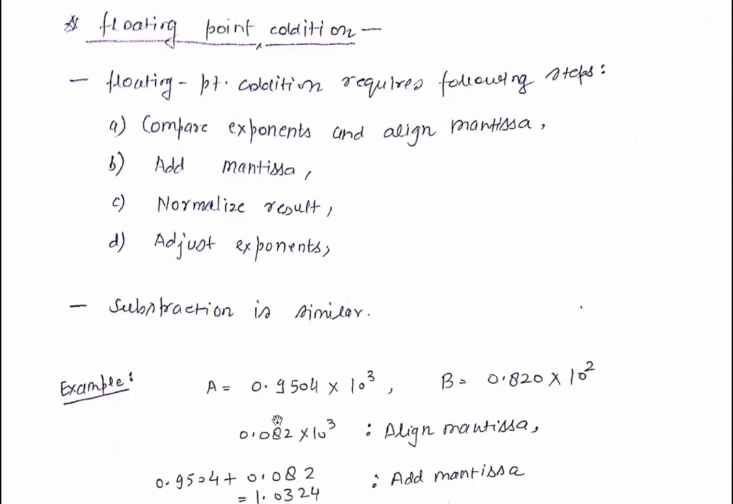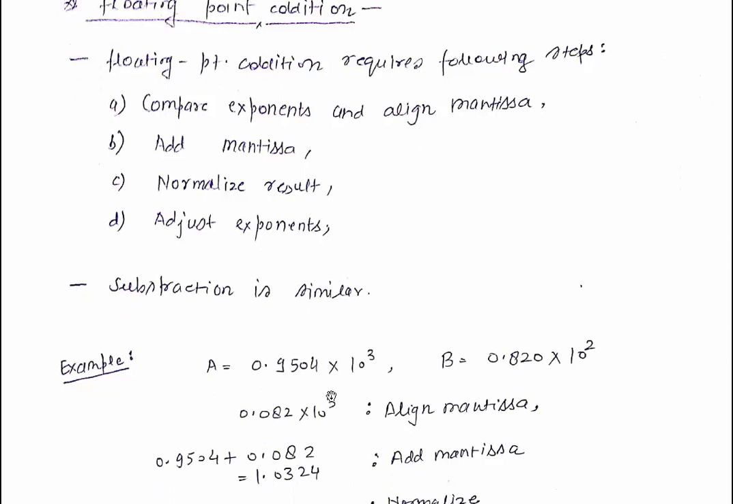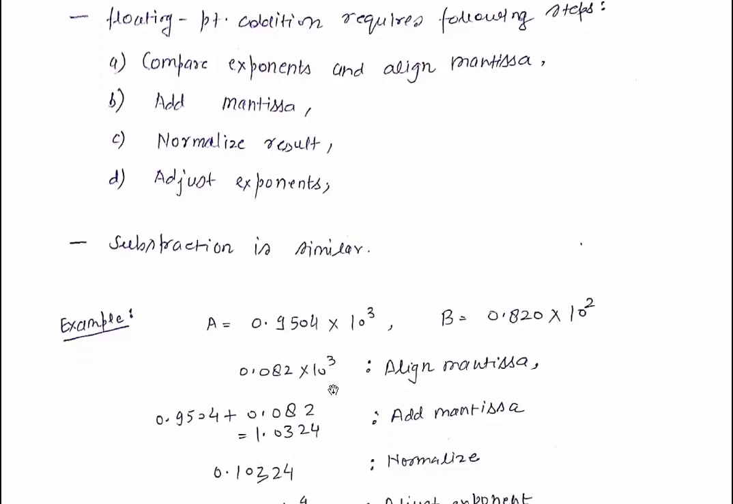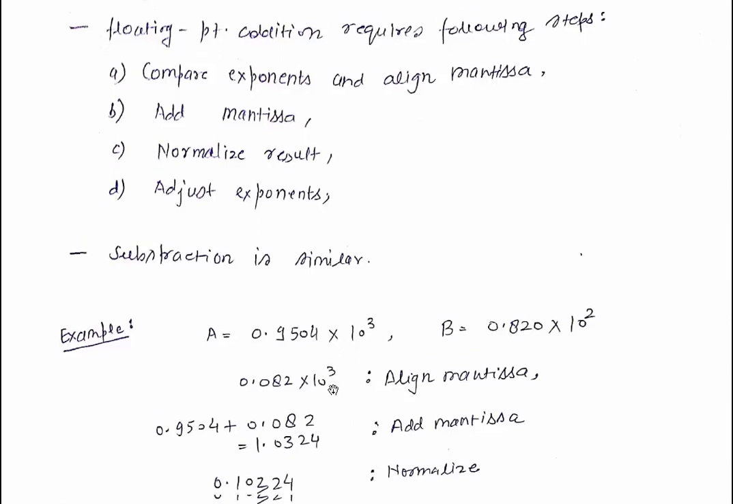So this would be 9.504 multiplied by 10 raised to power 3. Okay, so that is how you can... I think there must be something wrong. Yeah, so this is your smaller exponent. With respect to the smaller exponent you have to align the mantissa.